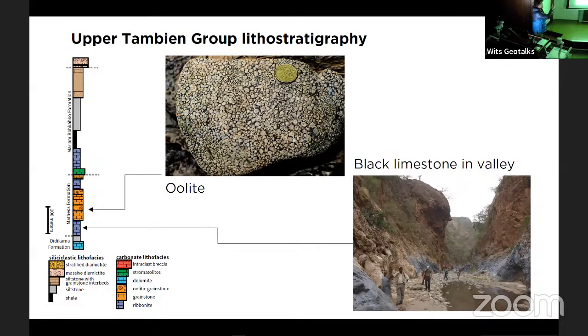What's great about this is that with all these shallow water carbonates, we can analyze their geochemistry, their carbon and oxygen isotopes, to also help us say something about global climate.